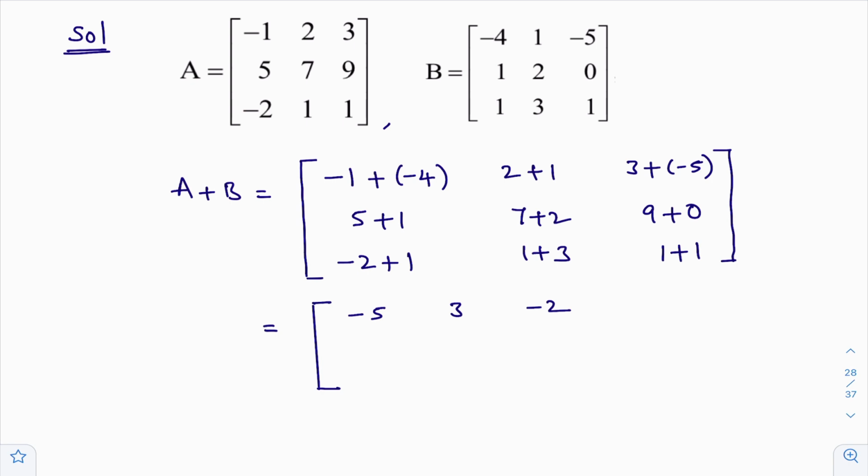Okay, 5 plus 1 is 6. 7 plus 2 is 9. 9 plus 0 is 9. Okay, minus 2 plus 1 is minus 1. 1 plus 3 is 4. 1 plus 1 is 2. Okay, so I calculated A plus B.